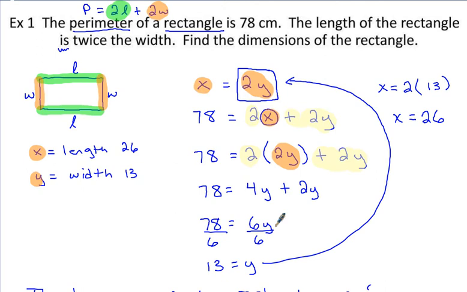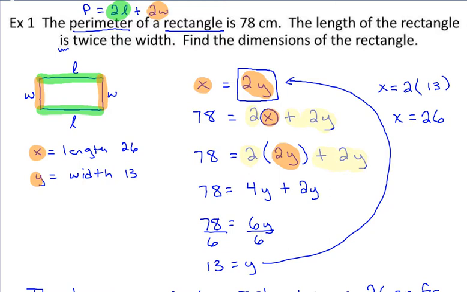So, the dimensions of the rectangle are 26 centimeters for length and 13 centimeters for width. And guys, you can check that so easily. You plug that back into the problem. 2 times 26 plus 2 times 13, it gives you 78. It's really easy to check these problems.